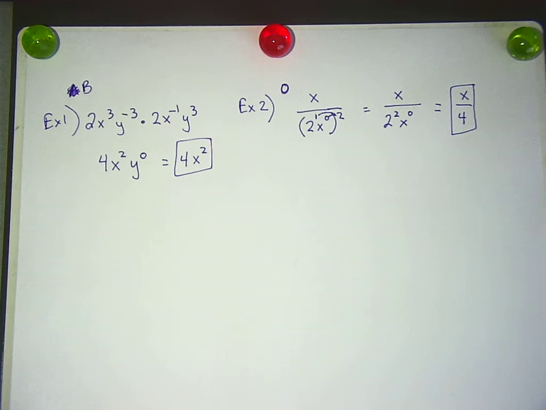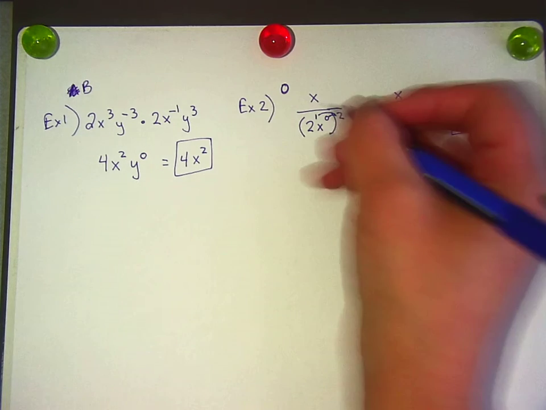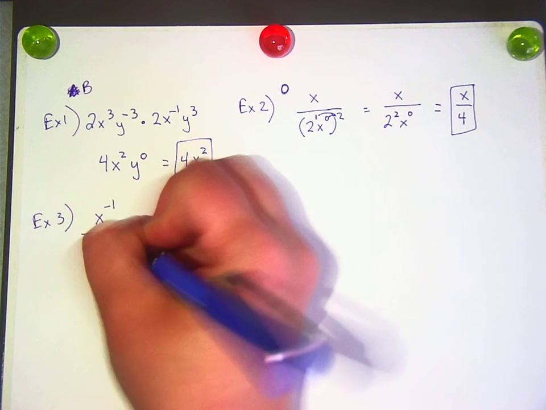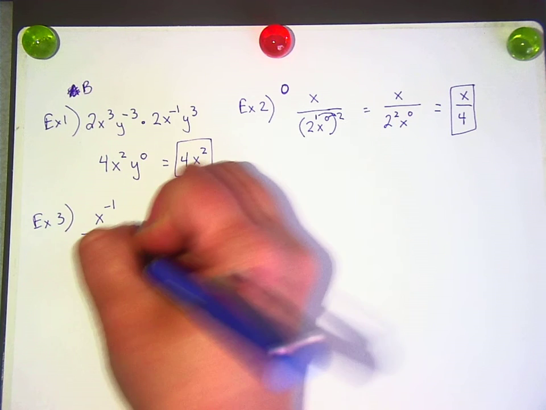Next one, let's do, go back to this sheet. Let's try, we've done that one and that one. Oh, there you are. All right, let's do that one. X to the negative 1 over 4x to the 4th.